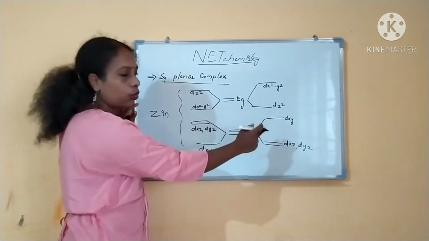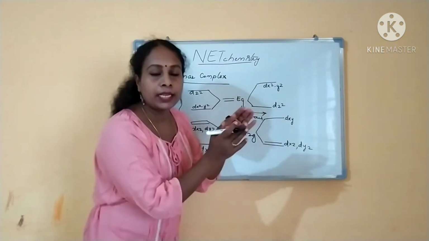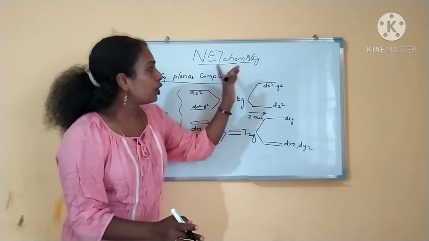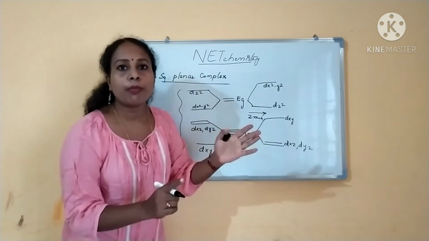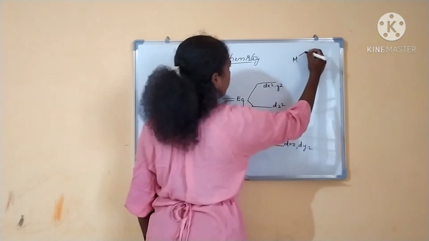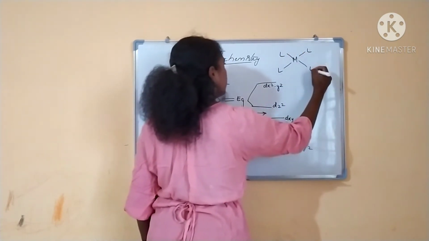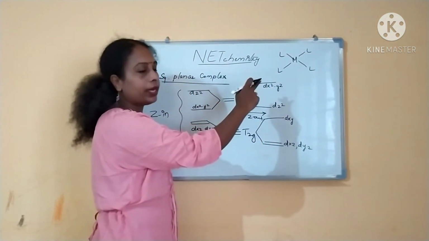This is the Z-out case, right? Z ligands have gone away. So if you consider the square planar complexes, only XY ligands are there, right? Square planar complex: the metal will be like this, with four ligands. This is the shape of a square planar complex.